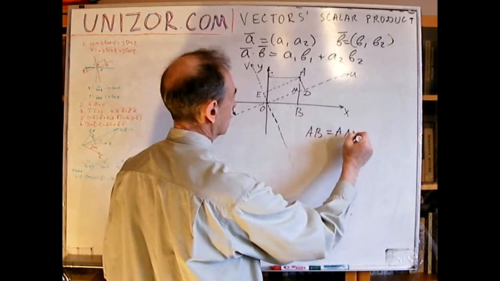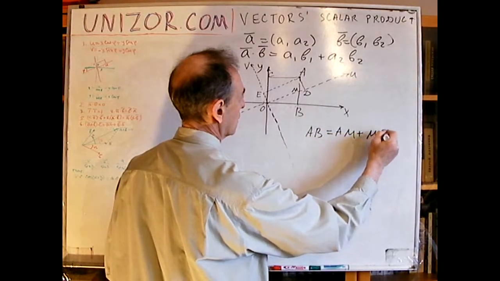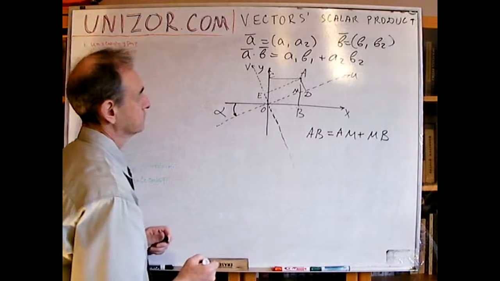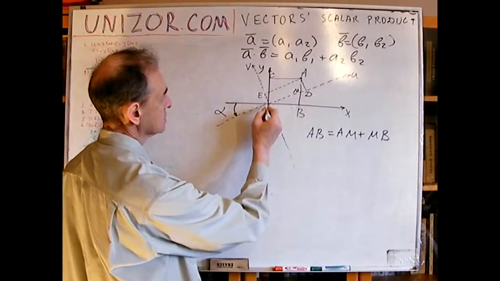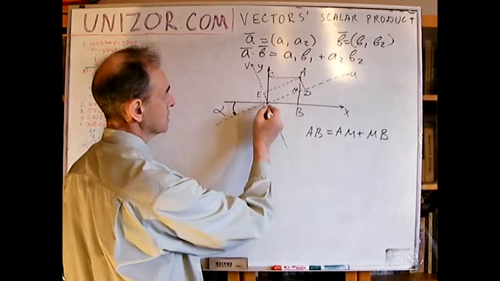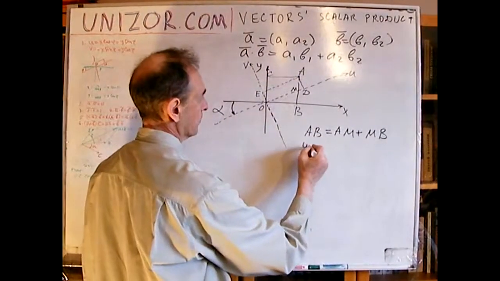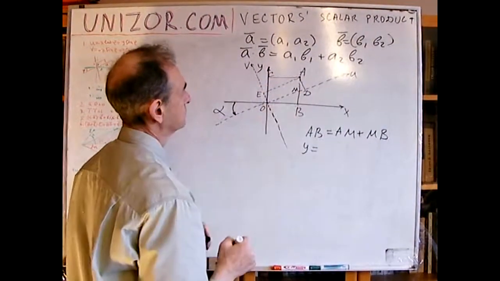AM plus MB, right? Now, what is AB? AB is the ordinate of A in the old system, right? So it's Y.